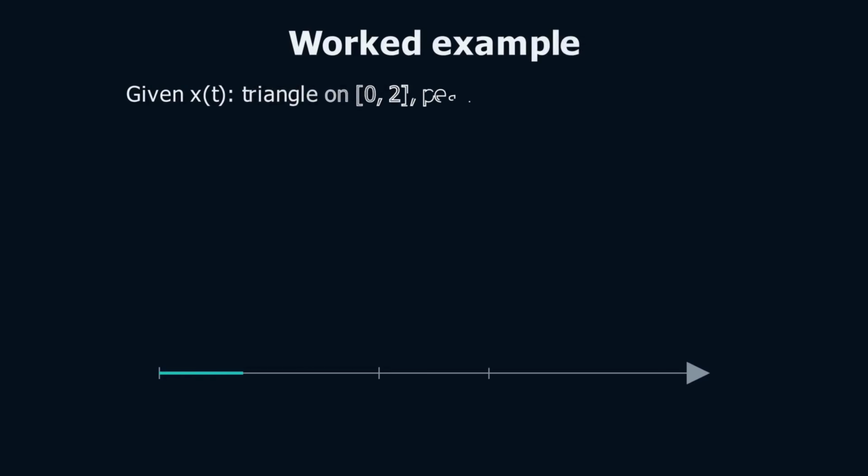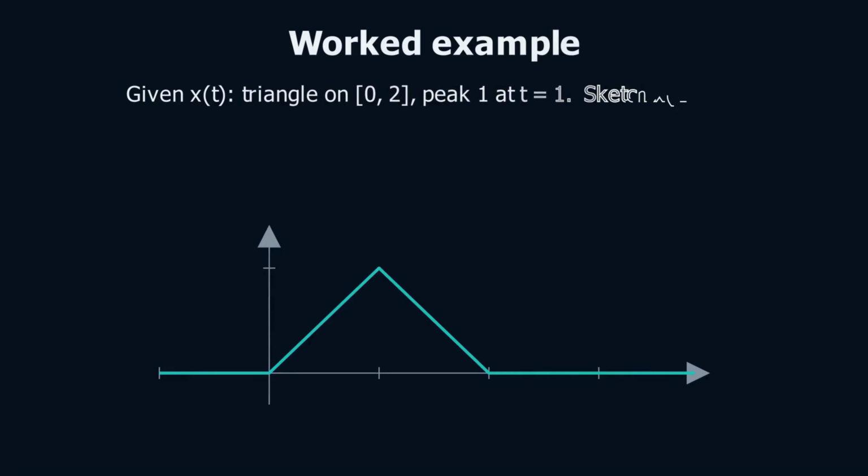Now the promise, a classic exam question. x of t is a triangle from 0 to 2, peaking at 1. Sketch x of 2t minus 3. Don't guess the order of shift and scale, that is exactly where the trap lives. Use the bulletproof method instead, the argument method. The original signal lives where its argument is between 0 and 2. So set 0 less than 2t minus 3 less than 2. Solve for t, the new signal lives between 1.5 and 2.5.